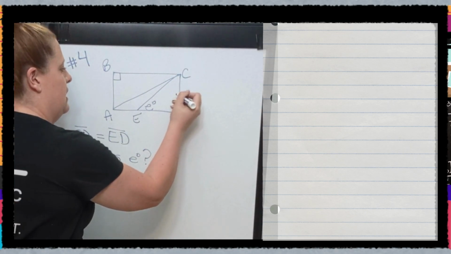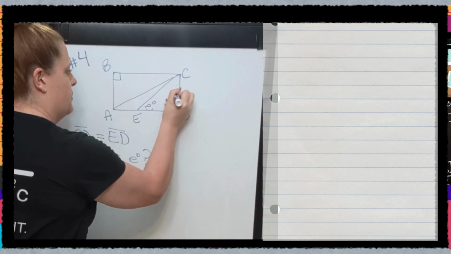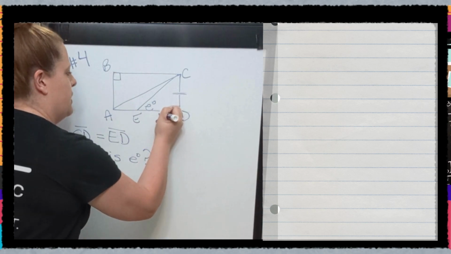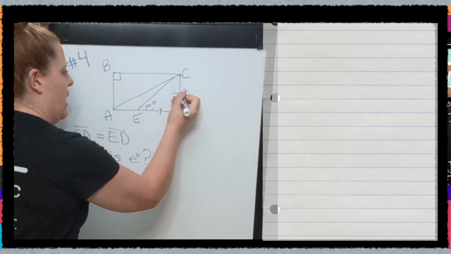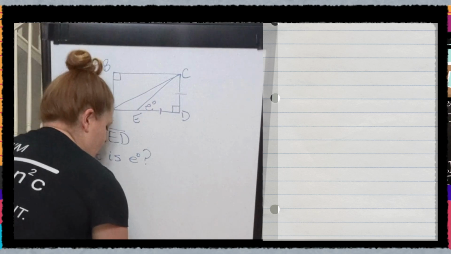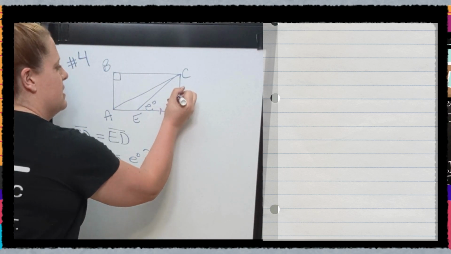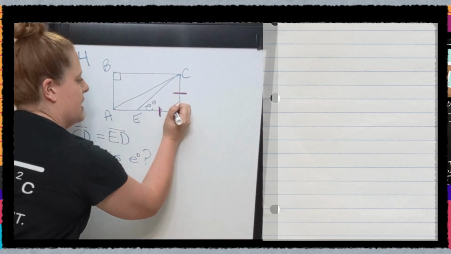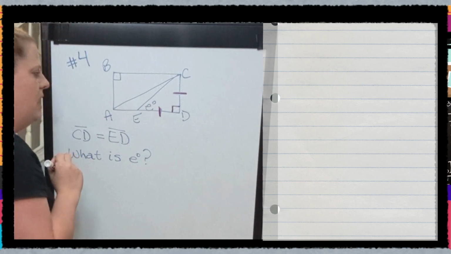So CD, this one, is congruent to ED. And because this is a rectangle, we know this is 90 degrees. Okay, so look at that triangle.